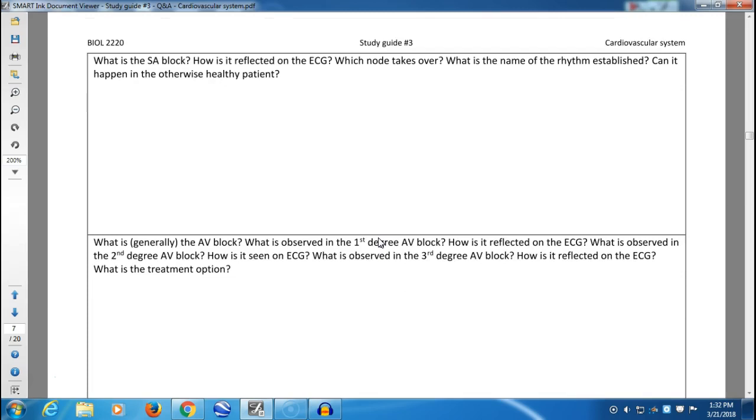SA block. If there is an SA block, what you don't see on the EKG? P wave is gone. Which node takes over? AV. How do we call the rhythm that is set by AV node? Junctional. Rhythm that is set by SA node is normal rhythm, sinus rhythm. Okay?